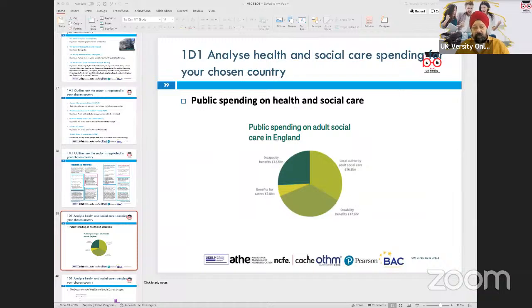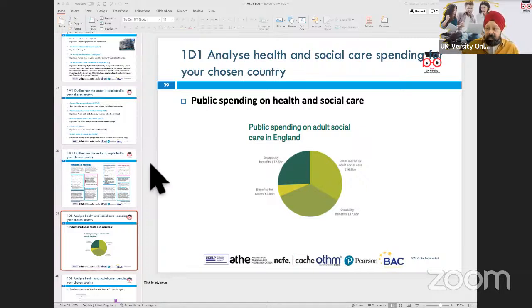chosen country. So this one is associated with the assessment criteria 1.3, which is what we've covered, primarily talking about the size and scale of the health and social care sector in England. And this is where it needs a bit more detailing to be able to achieve distinction. So what I would suggest in this case is, for example, if you choose England, what I would do is, in England, obviously, health and social care spending is a very critical area of public finance.